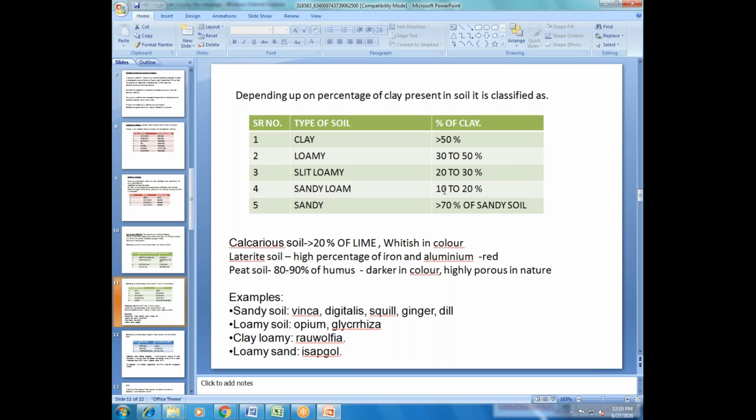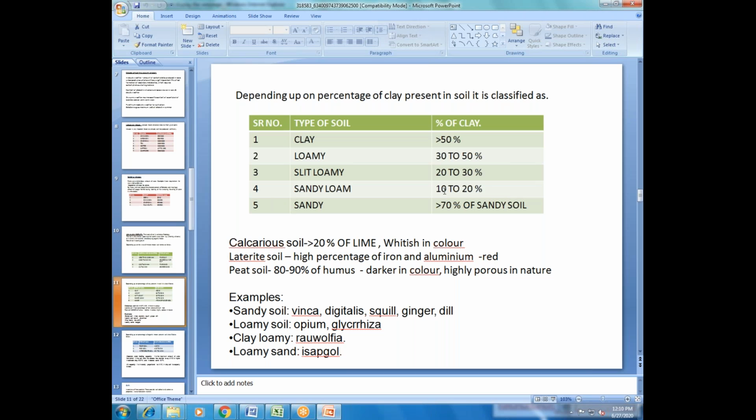This will be highly porous in nature, where it can exchange the air. So aeration will be good, and the amount of manure present will be good. So the plant grows very well. So humus, darker in color and highly porous in nature.